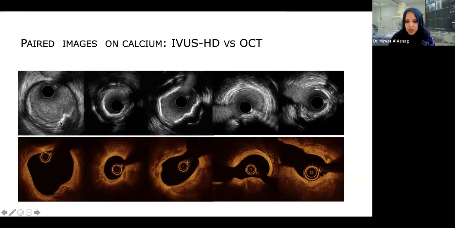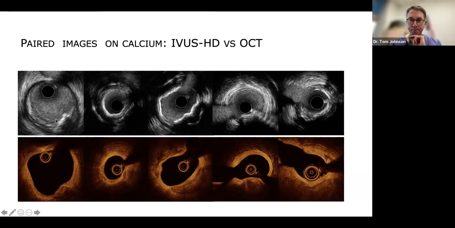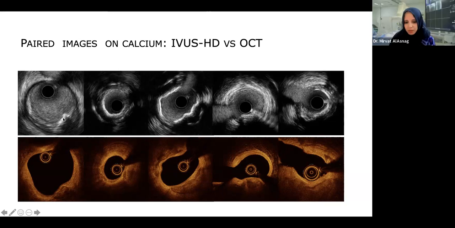So let's look at these together, and please feel free to either raise your hand or unmute yourselves. What do you see here in the left top panel? It's calcium, right? You see the bright shadow. Can you see my pointer, my cursor? Yes, we can. Around 4 or 5 o'clock, you see the bright shadow, and then we lose acoustic shadowing beyond it. So you know that's very limited eccentric calcium. Below it is the paired image with OCT, where you see the calcium exactly in the same place, and you see exactly the thickness of the calcium and how deep it is.